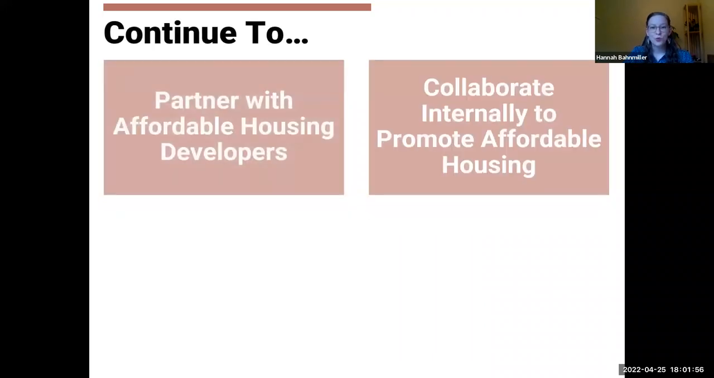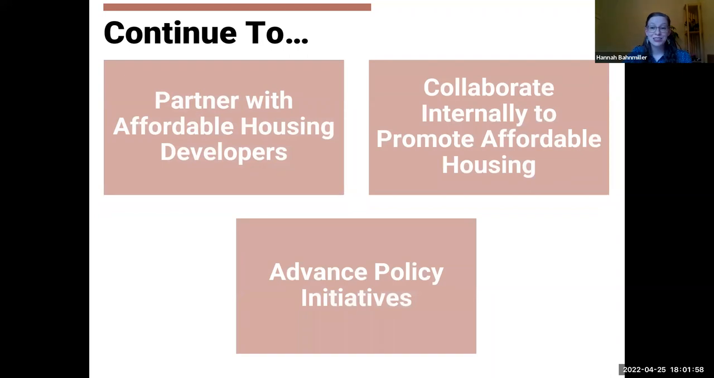And lastly, we need to continue to do the things that we do well, to partner with our affordable housing developers, to collaborate internally to promote affordable housing, and to advance new policy initiatives as they come in a way that fits our community.